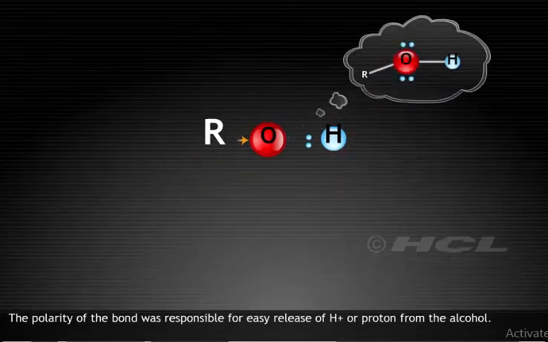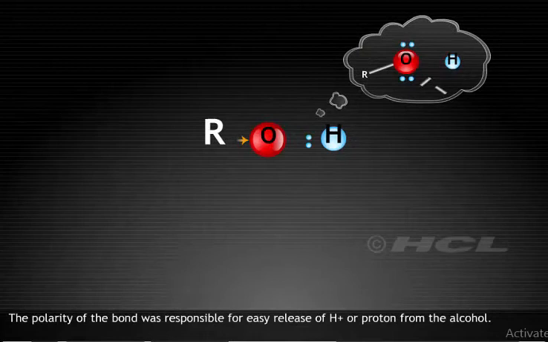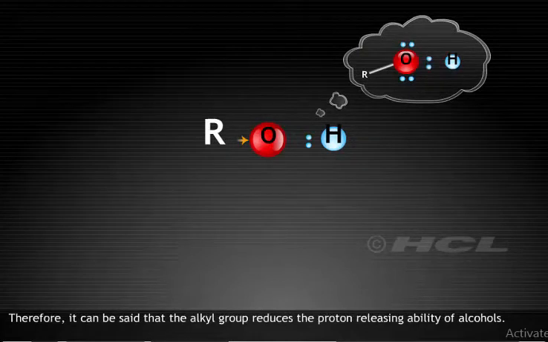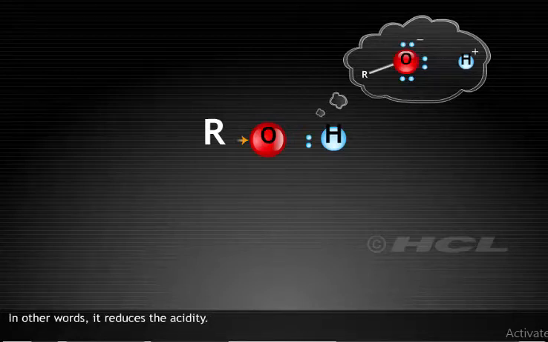The polarity of the bond was responsible for easy release of H+ or proton from the alcohol. Therefore, it can be said that the alkyl group reduces the proton-releasing ability of alcohols. In other words, it reduces the acidity.